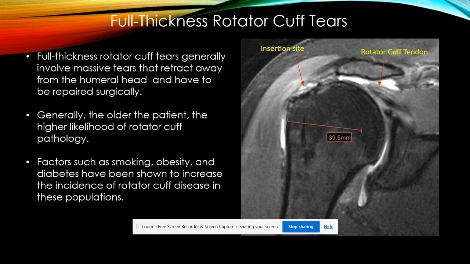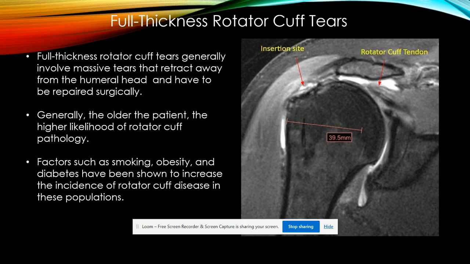Okay. Now, what about our full thickness tears? One thing I want you to notice is that these generally are massive tears, and they generally will roll up and retract away into the joint space. So we can actually see that this rotator cuff tendon has pulled away from its attachment site. You can see this little divot in the bone where the tendon came over and attached, but it is ruptured.